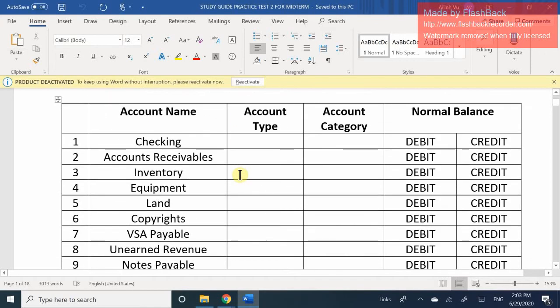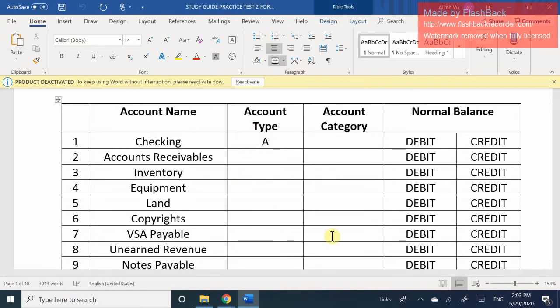Let's go ahead and work on number 1. What is checking? Asset. Yes, it is an asset, and it's current. Debit balance. Yes, it has a debit balance. Good.